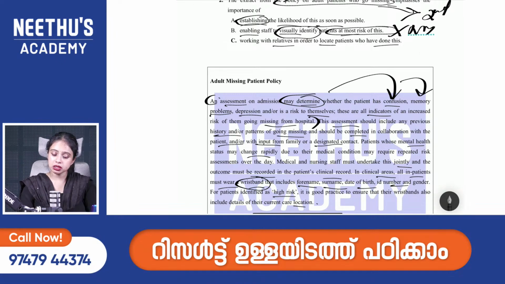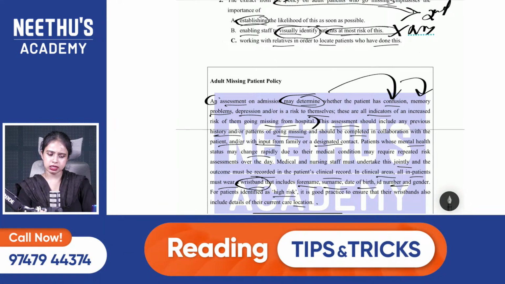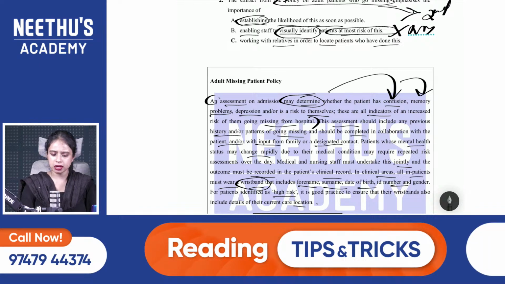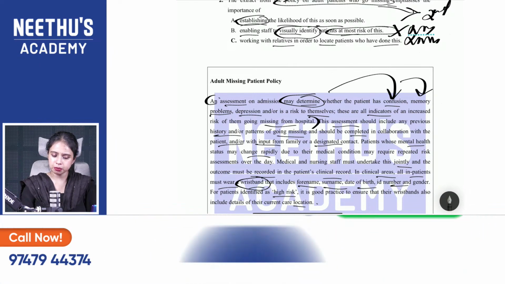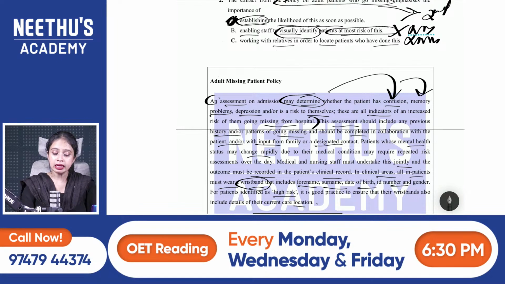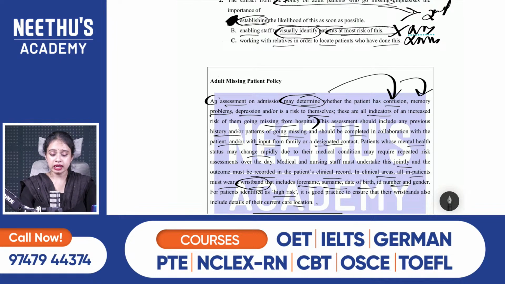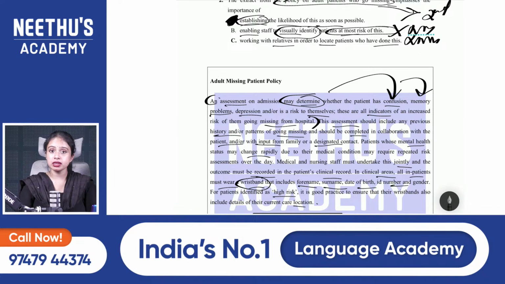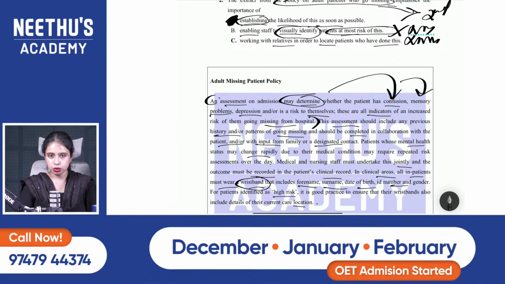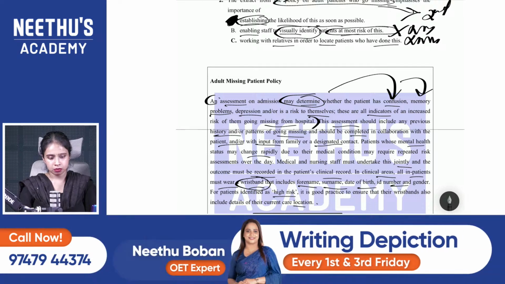Option C, work with relatives in order to locate patients. If you want to locate the patient, where is it mentioned that you have to work with the relatives? Again, it is not mentioned there. So, simply the policy is all about the main idea: they are confirming, establishing, identifying the likelihood of this as soon as possible, whether the patient is of this type. Likewise, we are identifying or establishing the likelihood of patients. Okay, so the answer is option A.